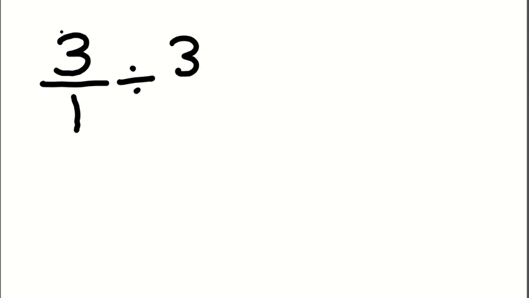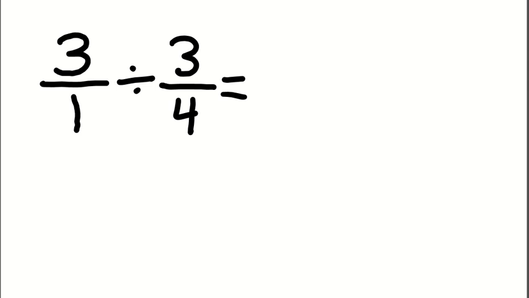Now, I know what you're saying. You're like, can you give me another example? Well, the good news is I can and I will and I'm going to right about now. What if we had 3 divided by 3/4? Let's do that. So 3 is going to be our whole number. So we have 3 over 1, and we divide that by 3/4. How can we find the answer to this problem?